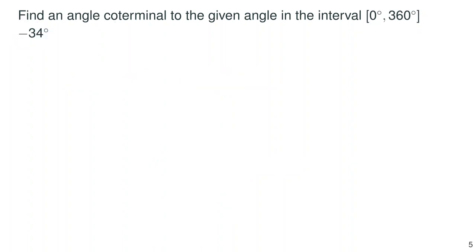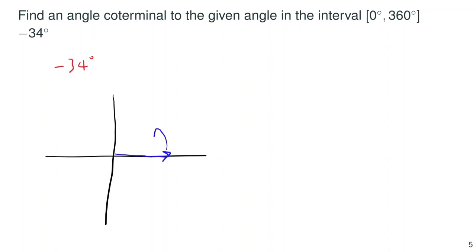Find an angle coterminal to the given angle in the interval 0 to 360 degree. Now we're given negative 34 degree. Negative angle, the way we think about a negative angle is it just goes in the opposite direction. So it starts from right here.